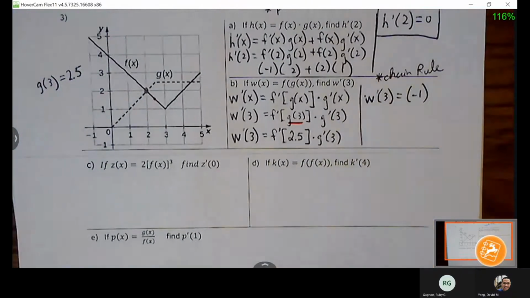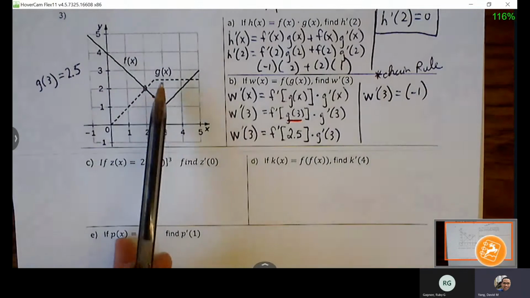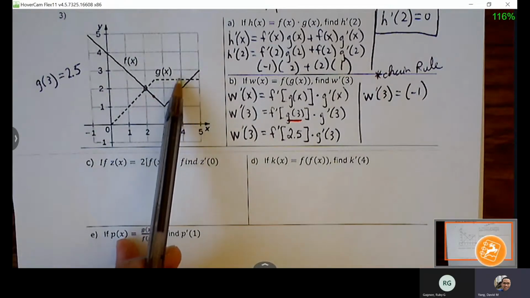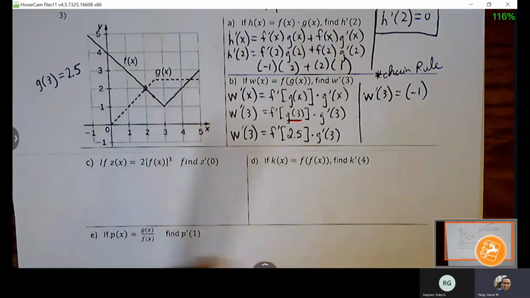Okay, g prime of 3. Asking for the slope of the g graph at 3. That's along this dotted line. What does that slope look like to you? 0.